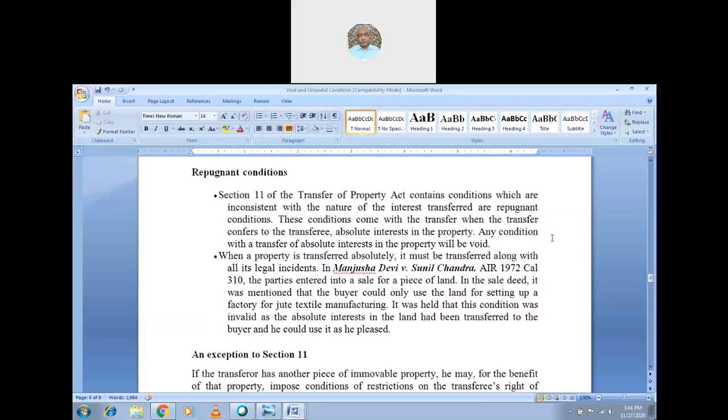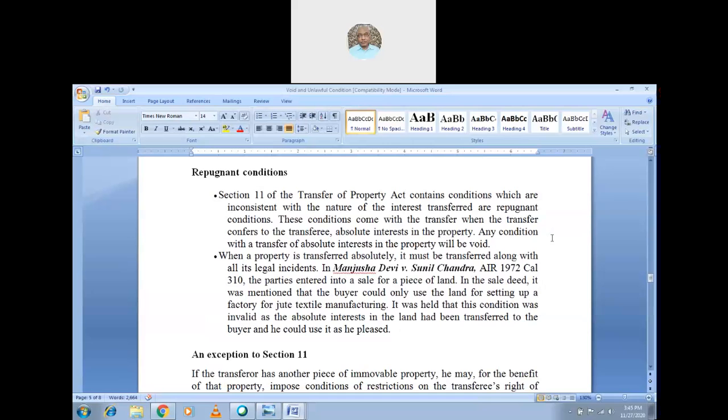So the next point is, when the property is transferred absolutely, it must be transferred along with its legal incidents. That is observed in Manjusha Devi versus Sunil Chandra, AIR 1972 Calcutta 310. The parties entered into a sale for a piece of land. So here the subject matter is a piece of land. In the sale deed, it was mentioned that the buyer could only use the land for setting up a factory for jute textile manufacturing. The purpose of taking the land was to keep the jute textile manufacturing factory. That was the idea behind such a sale of the piece of land.